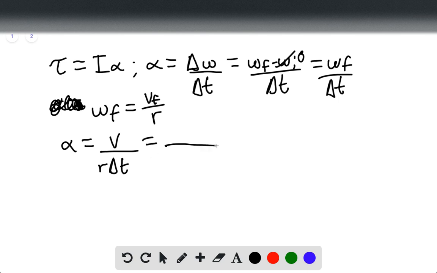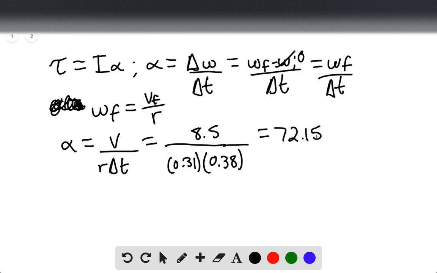And this is going to be equal to 8.5 as the numerator, and 0.31 times 0.38 as the denominator. This is going to equal 72.156 radians per second squared. So if this is the angular acceleration, we can find the force.